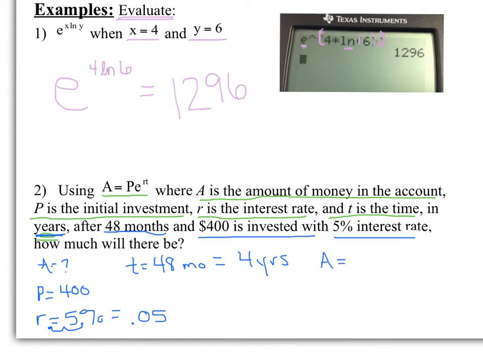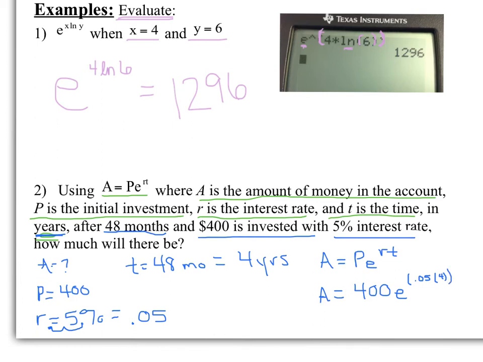So all I need to do is plug it into my equation, which I need to show. So A equals P times e raised to the R times T. So R and T are my exponent. So I need to plug it in. So A is going to equal 400 times e, and then raised to the RT, so my rate is 0.05 times my time is 4.